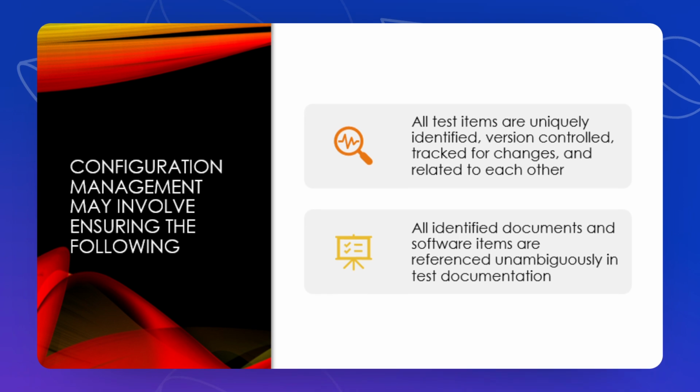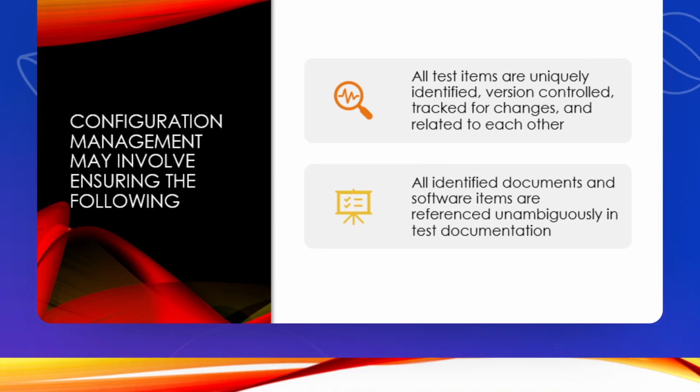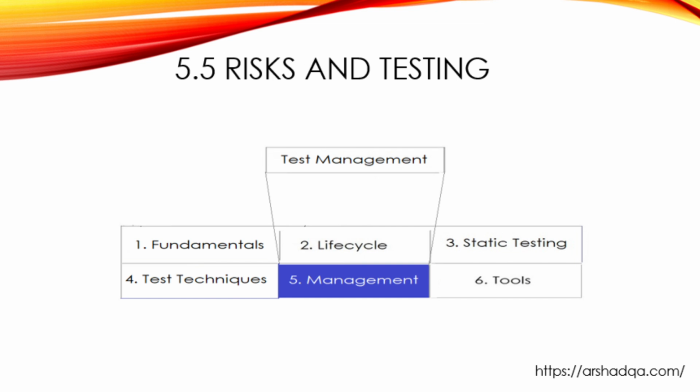Configuration management may involve ensuring the following: all test items are uniquely identified, and version controlled. The purpose is that all the items should be uniquely identified. There should not be duplication, so we can track the changes and relate items to each other. All identified documents or software items are referenced unambiguously in test documentation. Then in 5.5 we have risks and testing.